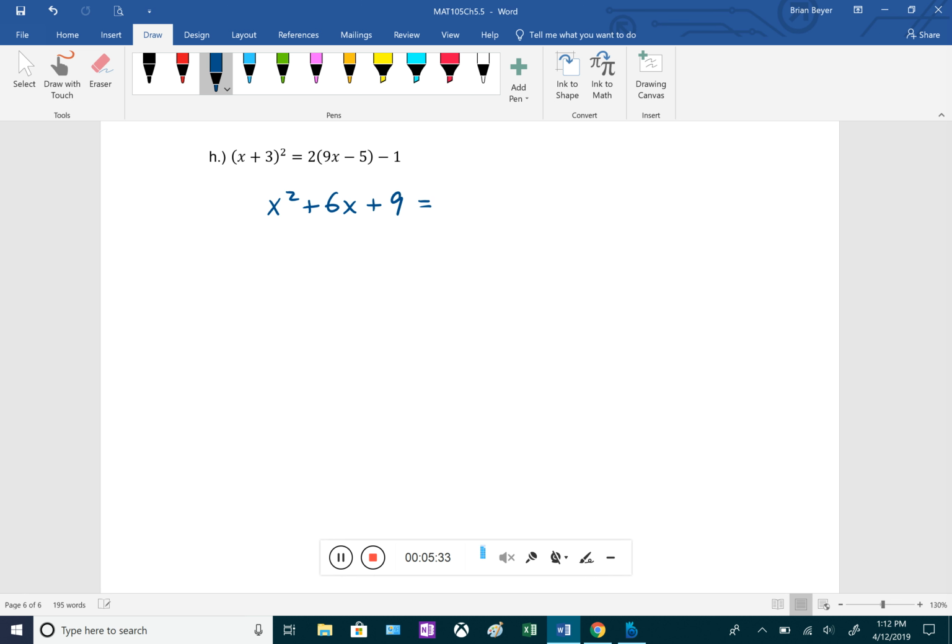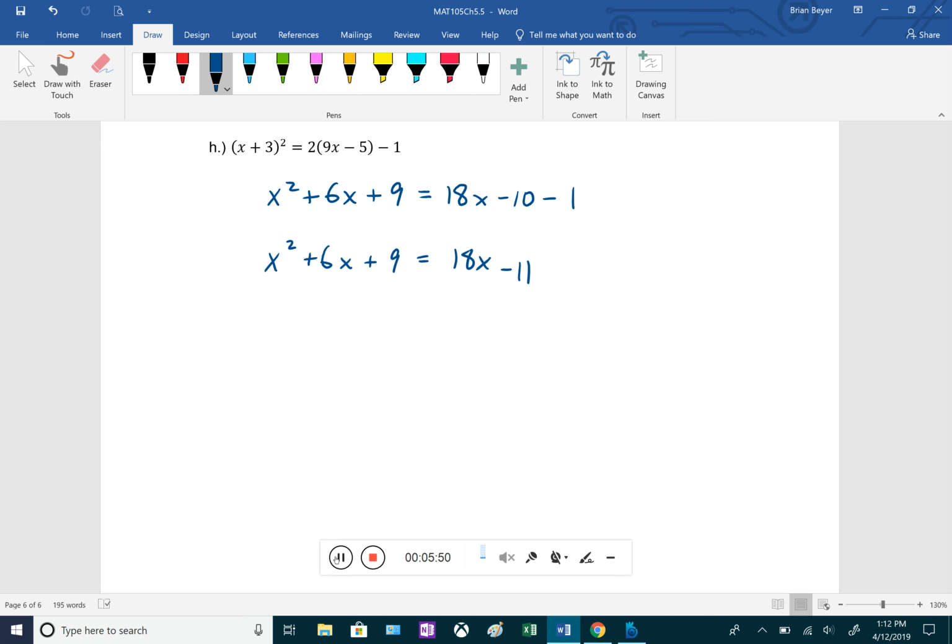And on the right side, we have to distribute the 2. We're going to get 18x minus 10 minus that 1. So I'm just going to rewrite this left-hand side, and I'm going to combine like terms on the right. Negative 10 minus 1, we get negative 11. So now we have to add the 11 to both sides and subtract 18x on both sides. So if we subtract 18x, we're going to get x squared plus the 6x minus 18x. That gives us negative 12x. 9 plus 11 is plus the 20, and now it's set equal to 0.